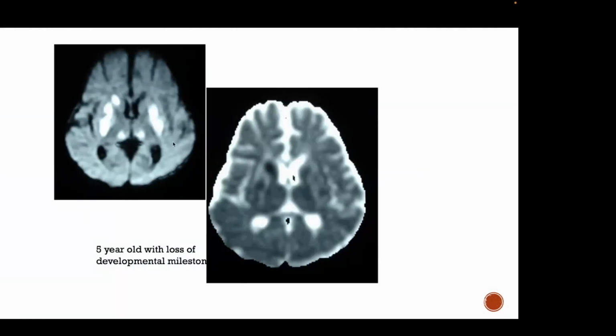Here you can see a case. This is a 5-year-old with loss of developmental milestones. Here you see these areas of high signal intensity on the trace image, somewhat asymmetric. Here are the lesions on the ADC map. So this one in particular shows restricted diffusion.